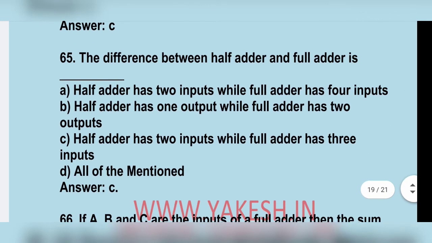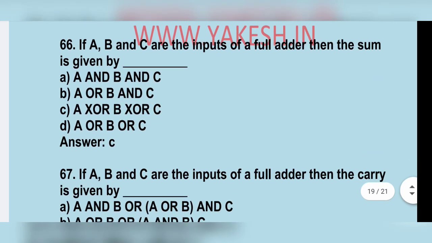The difference between half adder and full adder is option C. Half adder has 2 inputs while full adder has 3 inputs. That is the difference between half adder and full adder. If A, B and C are inputs of the full adder, then the sum is given by option C, A XOR B XOR C. Option C is the correct answer.